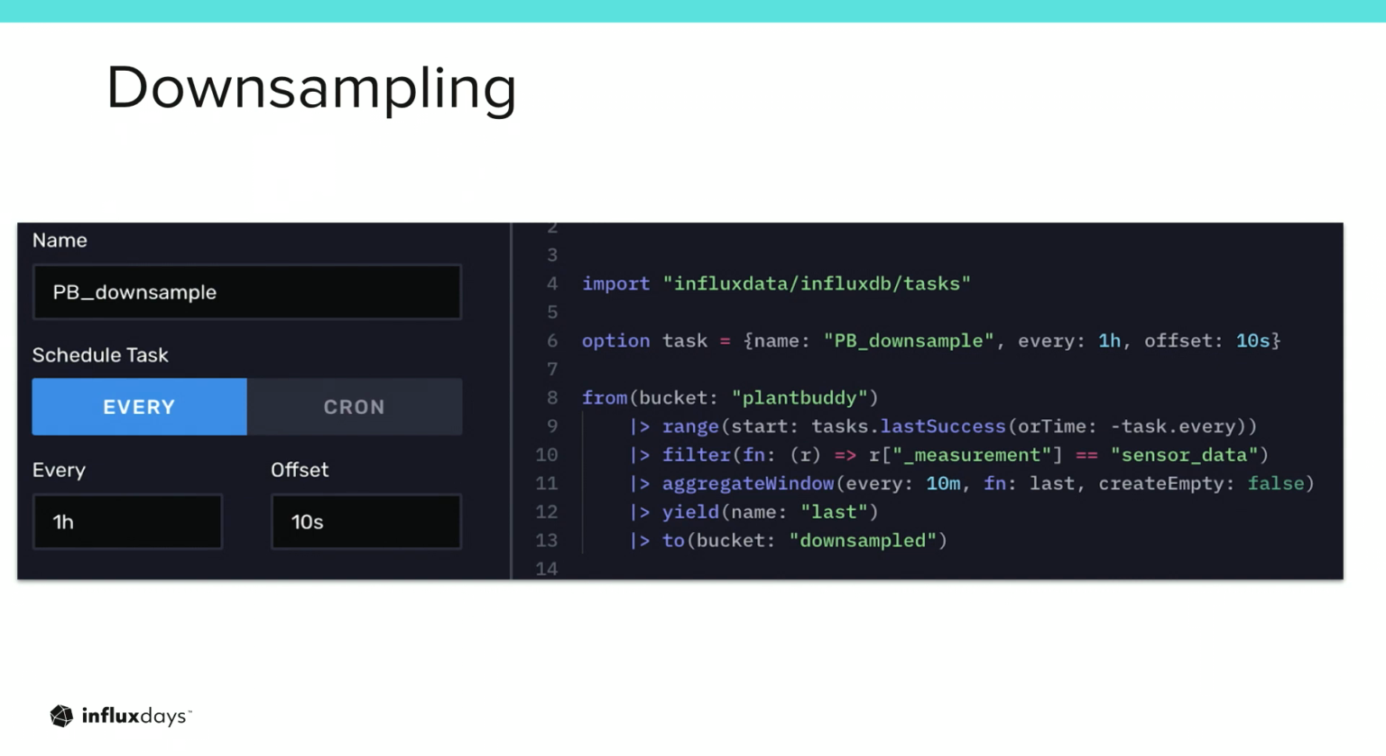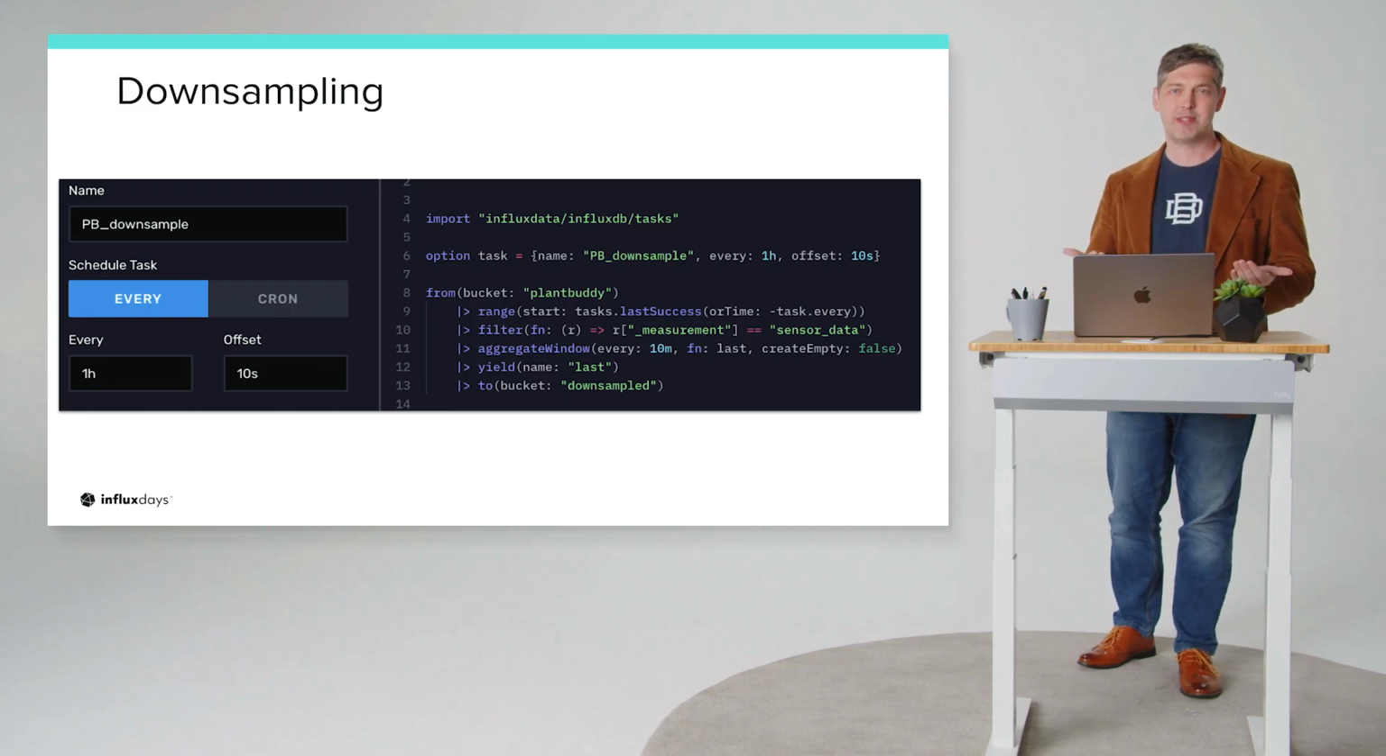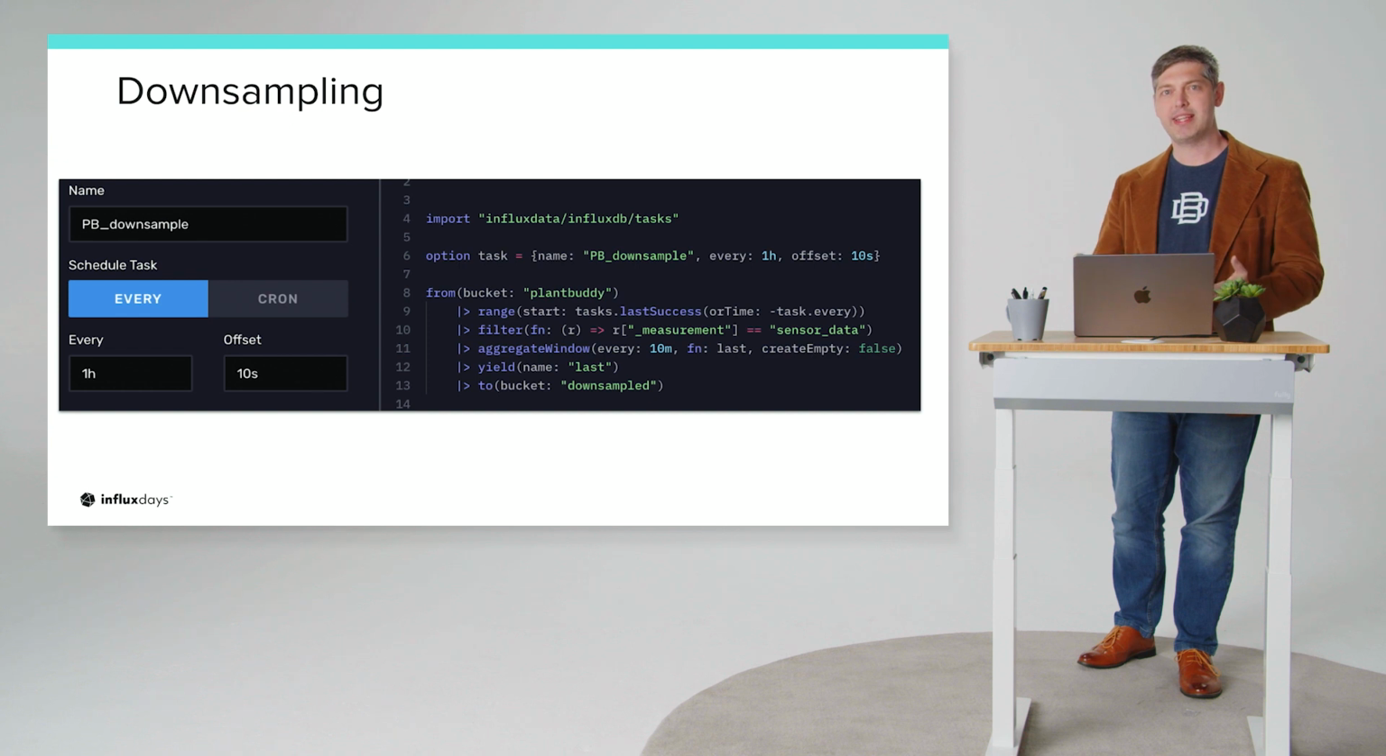But then when you want to save that longer term, you can run a downsampling task that will take thousands of measurements, turn it into an average of just one value for that minute or that hour, and save that in another bucket. So that's downsampling. That'll save you a lot of storage space. That will also make querying that older data a lot faster as well.